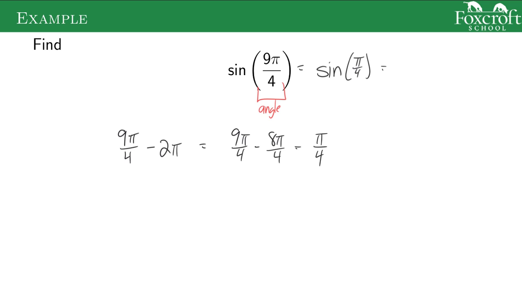One very common mistake is students will just say the answer is pi over 4, but the answer is not pi over 4. We're just saying that 9 pi over 4 and pi over 4 are related. And now we find the sine of pi over 4. That's one of our special angles in the first quadrant, and that is the square root of 2 over 2. So this is our final answer, the square root of 2 over 2. All of your answers should be one of those special values on the outside of the unit circle.